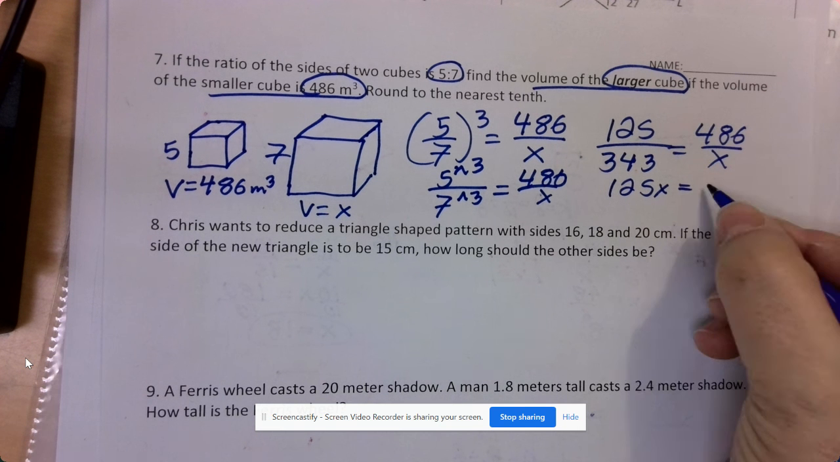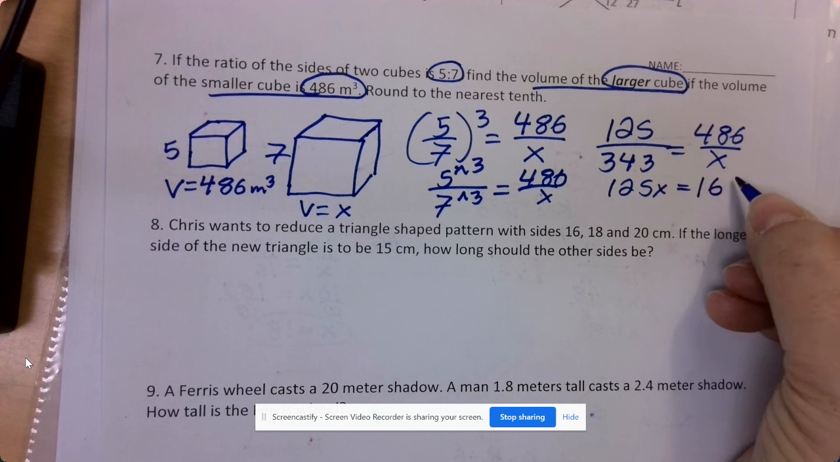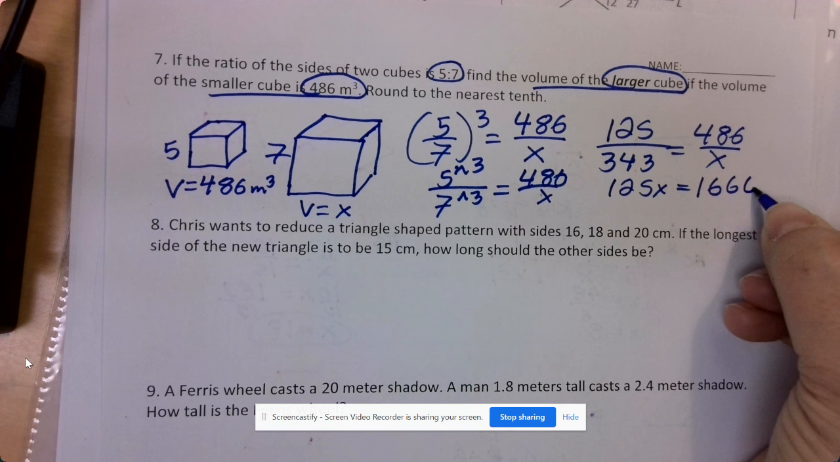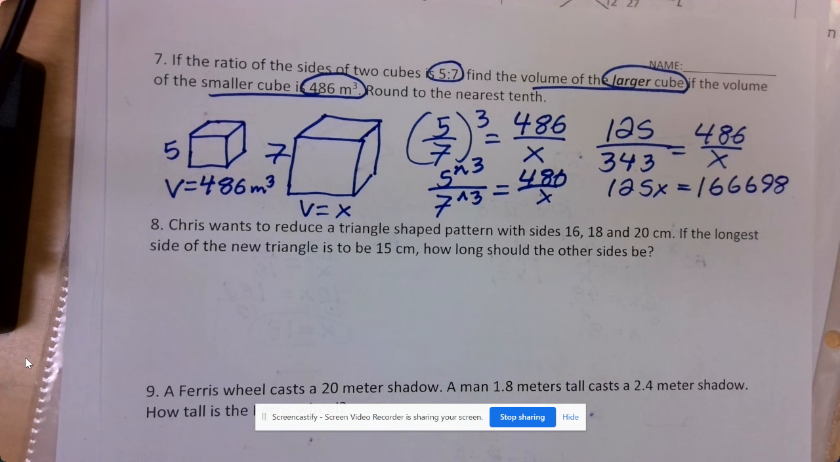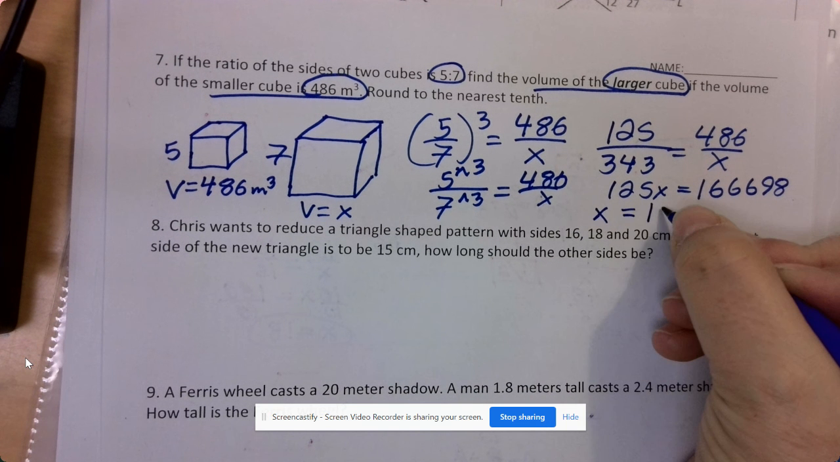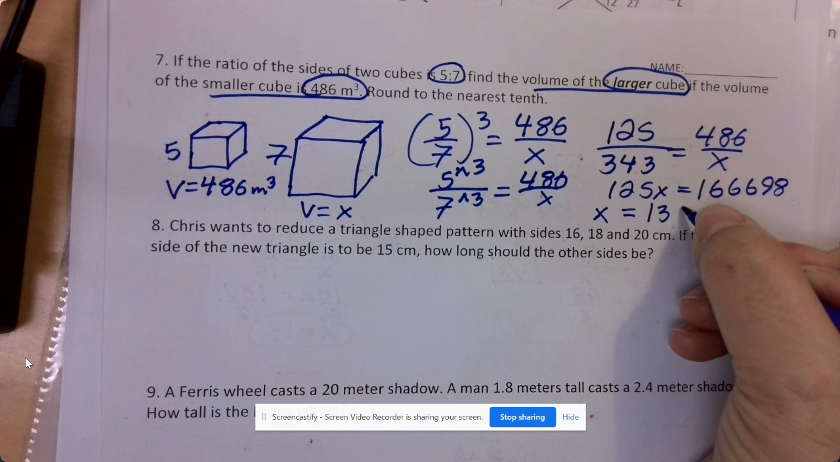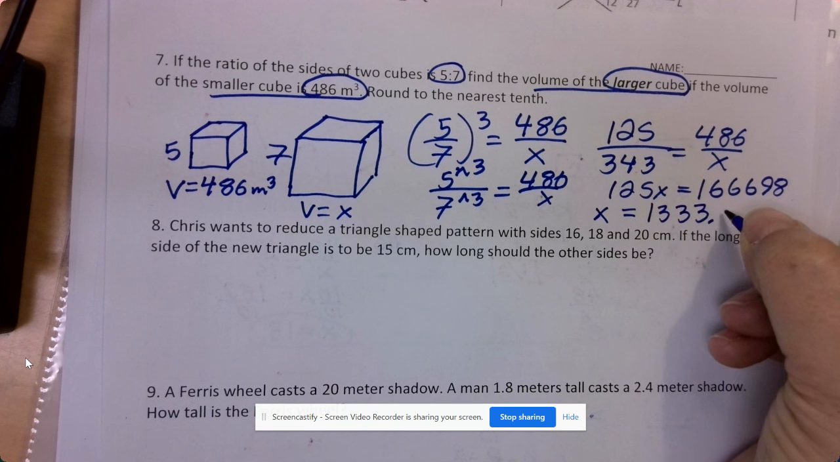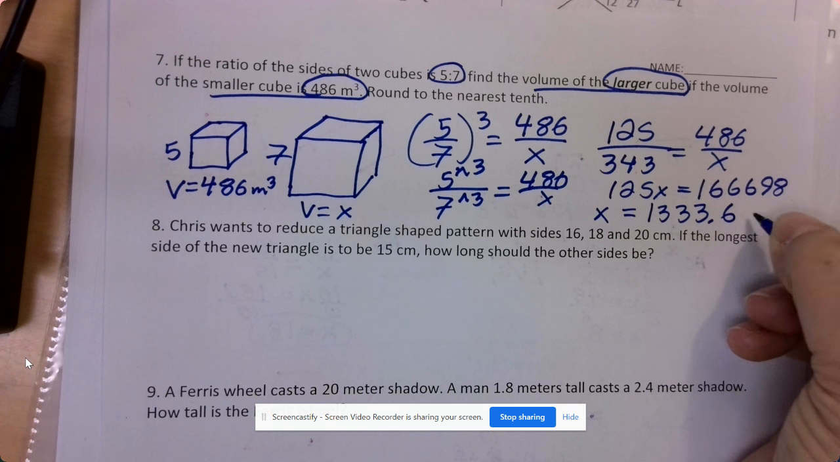So we got 166,698, and we divide by 125. Get 1,333. And I would round it up, 5 and up, round it up to 6.